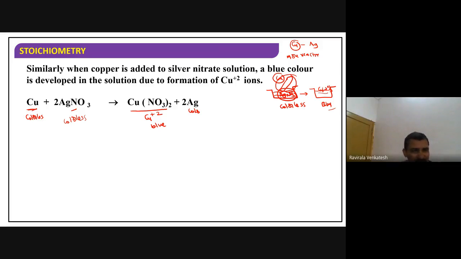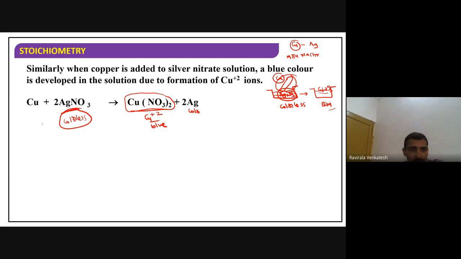Copper is colorless means what? Copper of course looks orange, but I'm saying in terms of solution; this is not a solution, it's a solid. Now when the reaction took place, what we got here? Cu2+ formed here. Silver nitrate is definitely colorless because of absence of unpaired electron, whereas Cu2+ exhibits blue color because of one unpaired electron.